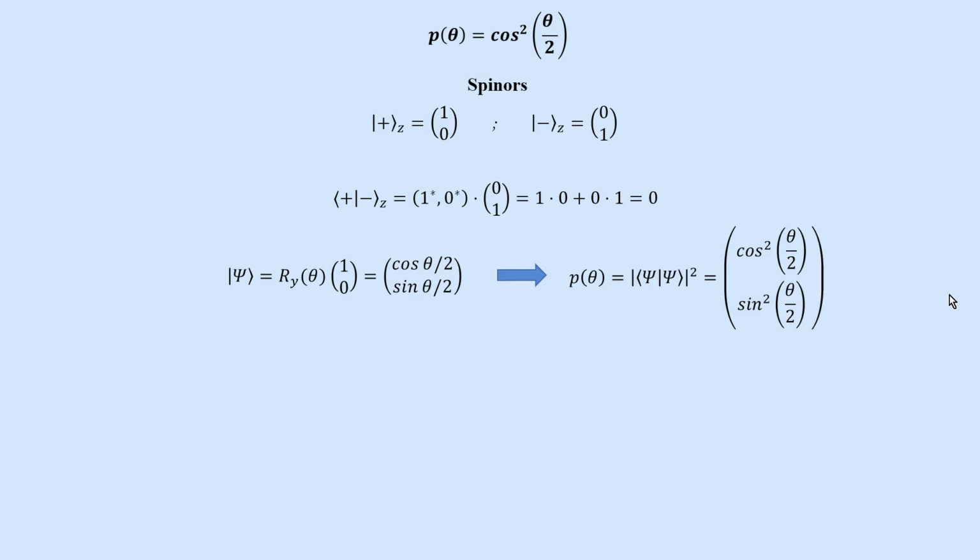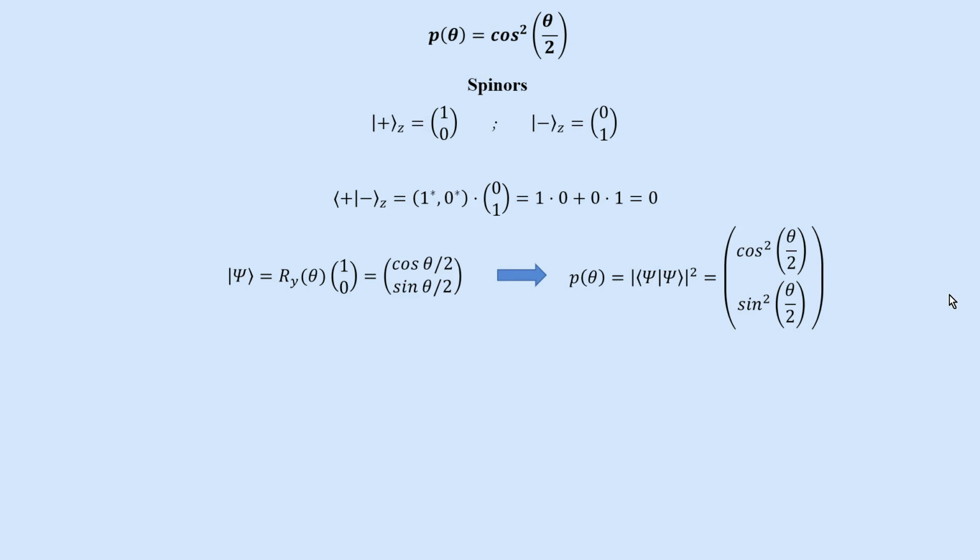This tells us that there is a cosine squared theta half probability of measuring a spin-up particle along an arbitrary direction rotated relative to the z-axis by theta degrees if it has been prepared in the z cat plus eigenstate, in line with the graph of the previous slide, and equivalently a sine squared theta half probability of measuring a spin-down particle if it has been prepared in the z cat minus eigenstate.